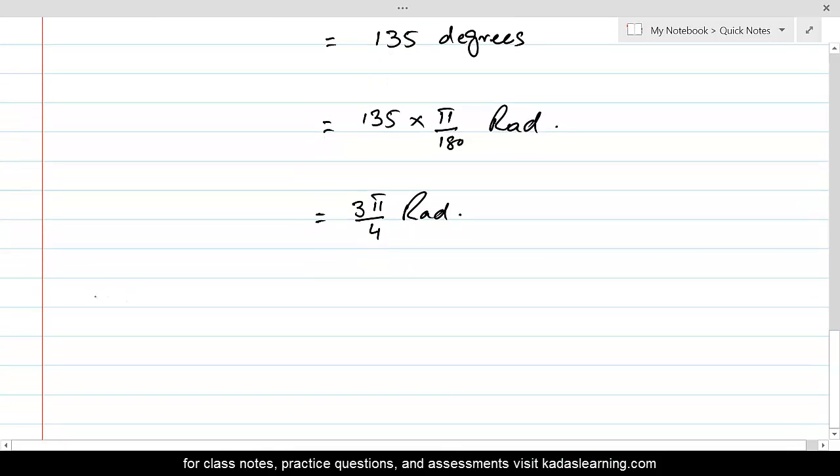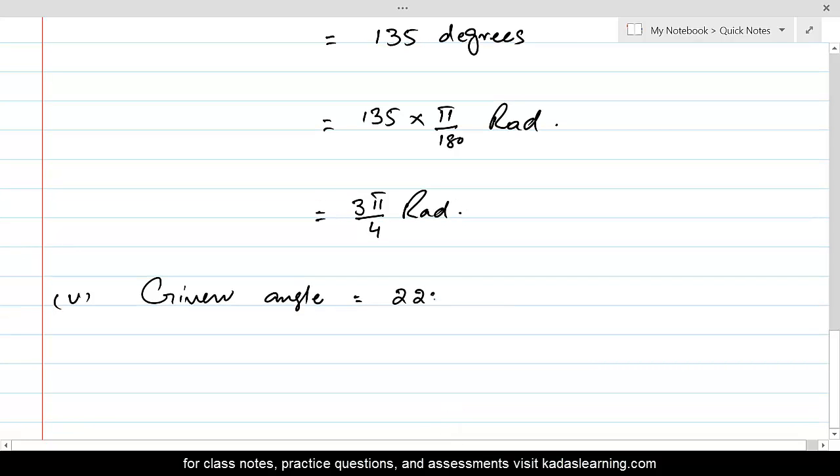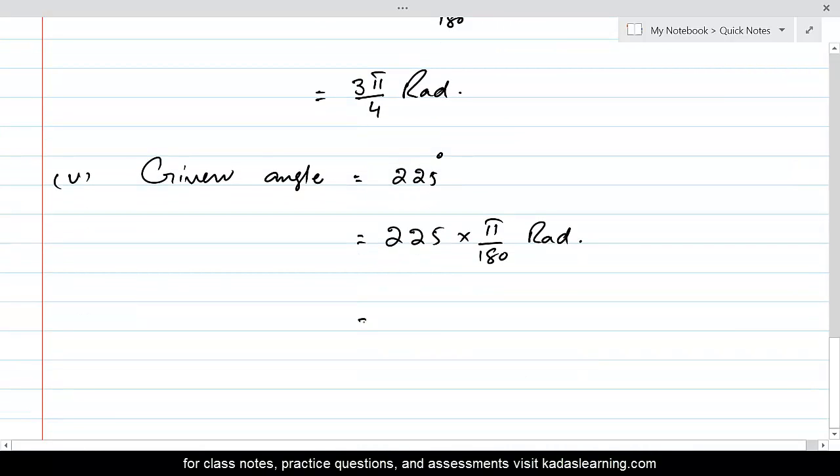And now the last one, the fifth one: the given angle is equal to 225 degrees. This is the fifth multiple of pi by 4. If we follow the same procedure, 225 times pi over 180, and then radians, upon dividing by 45 in the numerator and denominator, we will get 5 pi over 4 radians.